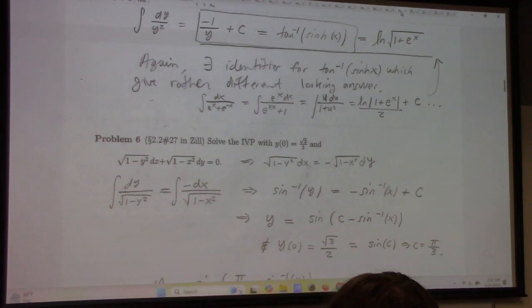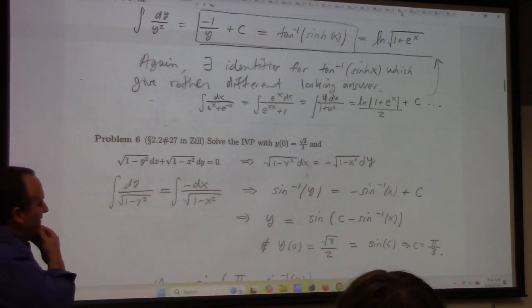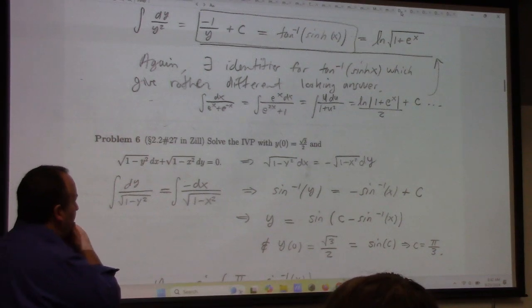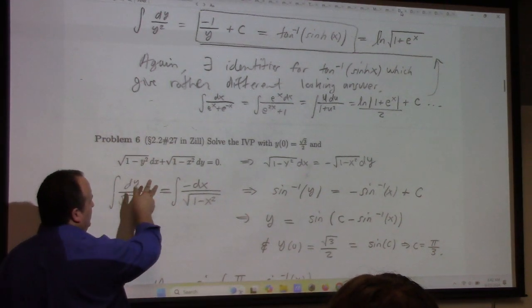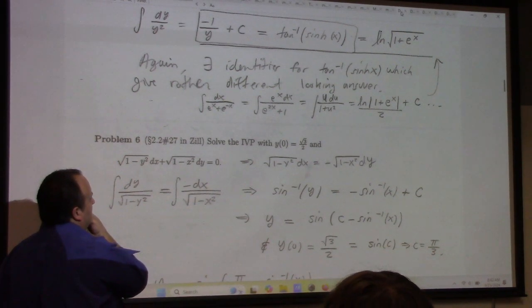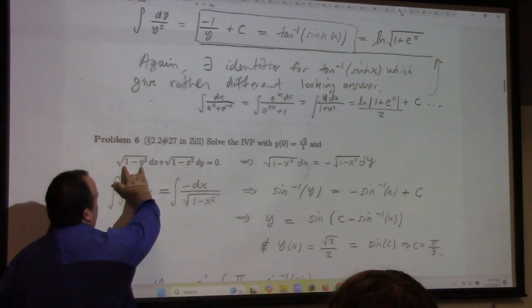What's up with this problem here? We've got the square root of 1 minus y squared dx plus the square root of 1 minus x squared dy equal to 0. I guess you could do this as an exact problem? I don't know. What's the y derivative? Oh, the y derivative of this.